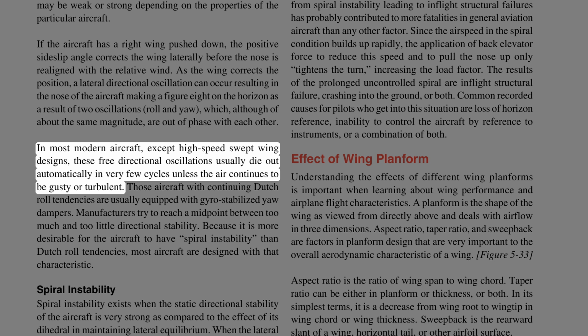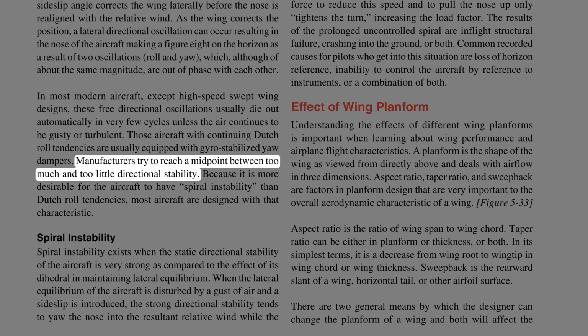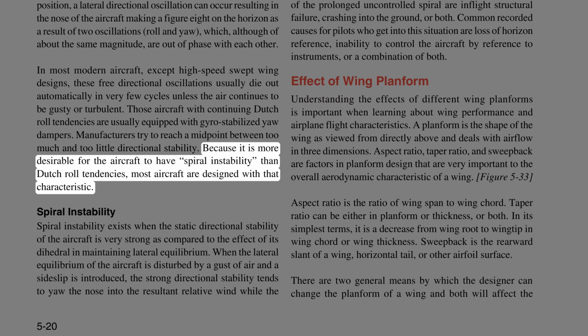In most modern aircraft, except high-speed swept wing designs, these free directional oscillations usually die out automatically in very few cycles unless the air continues to be gusty or turbulent. Those aircraft with continuing Dutch roll tendencies are usually equipped with gyro-stabilized yaw dampers. Manufacturers try to reach a midpoint between too much and too little directional stability. Because it is more desirable for the aircraft to have spiral instability than Dutch roll tendencies, most aircraft are designed with that characteristic.